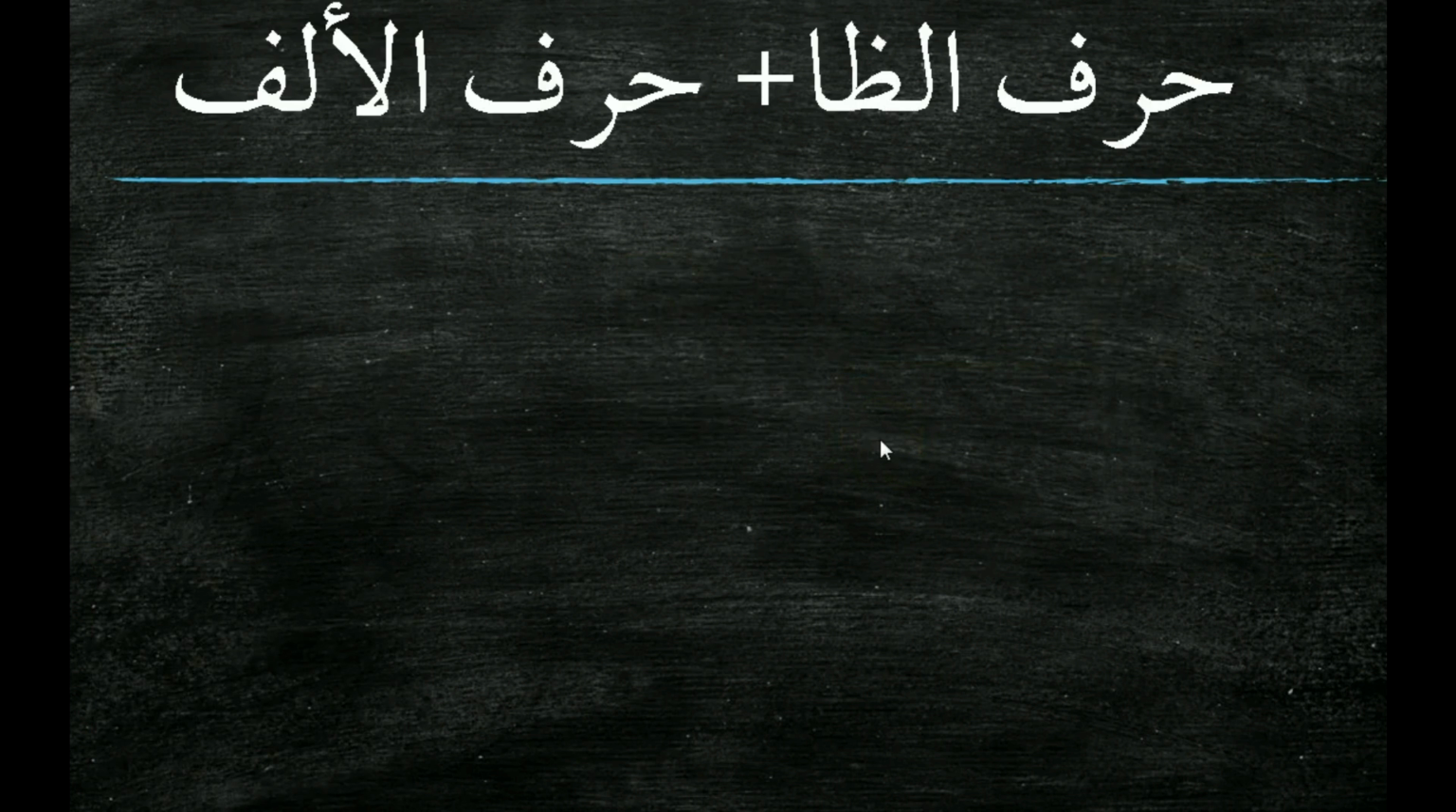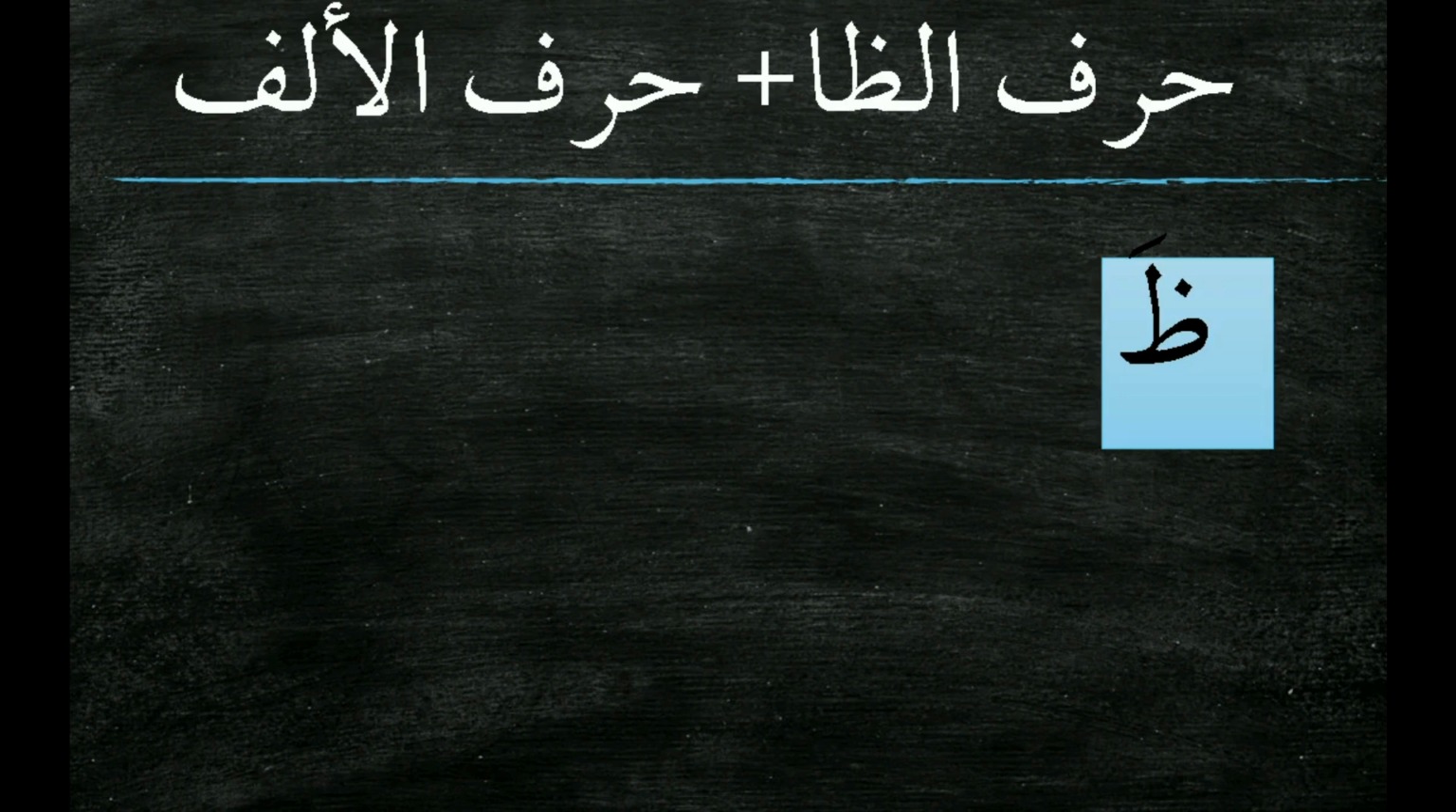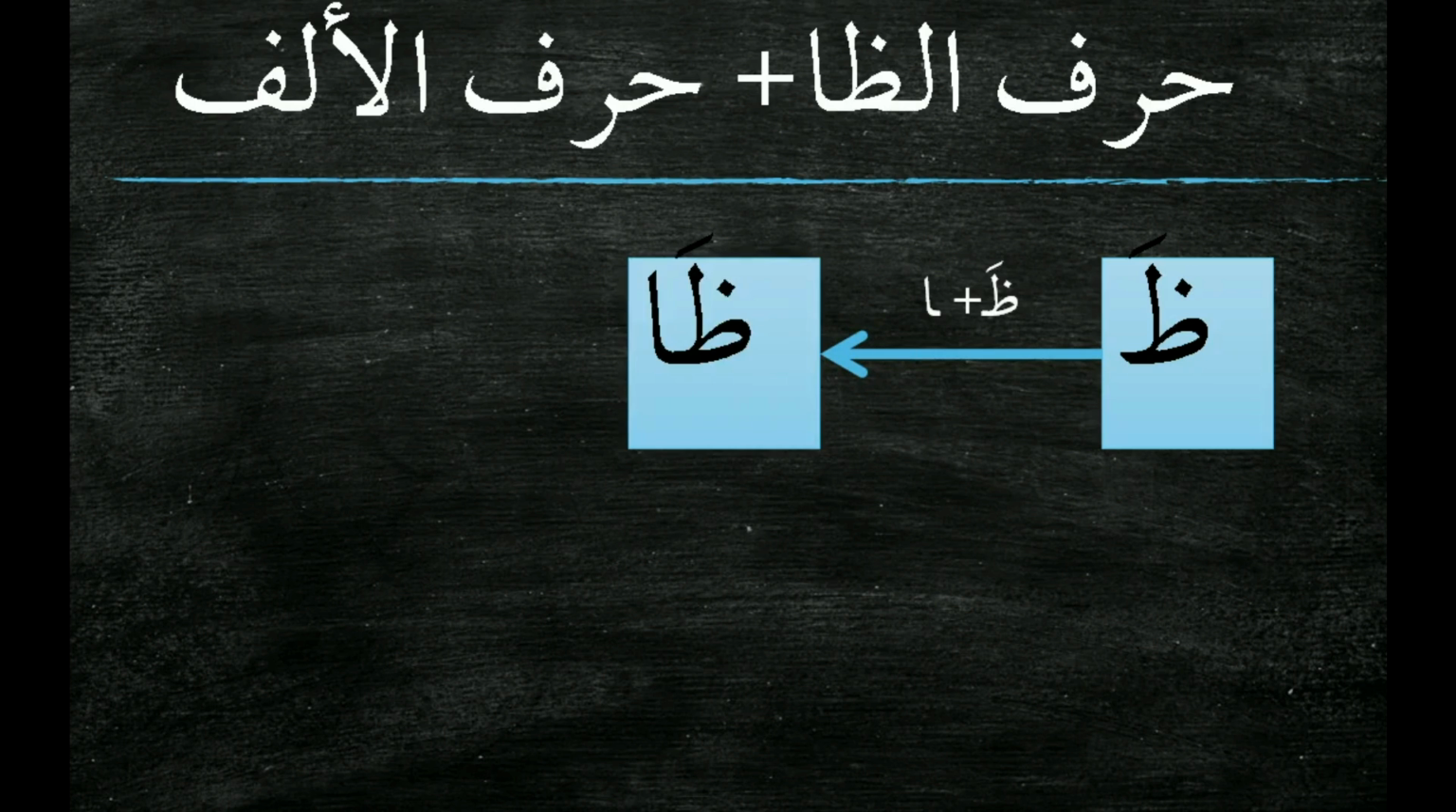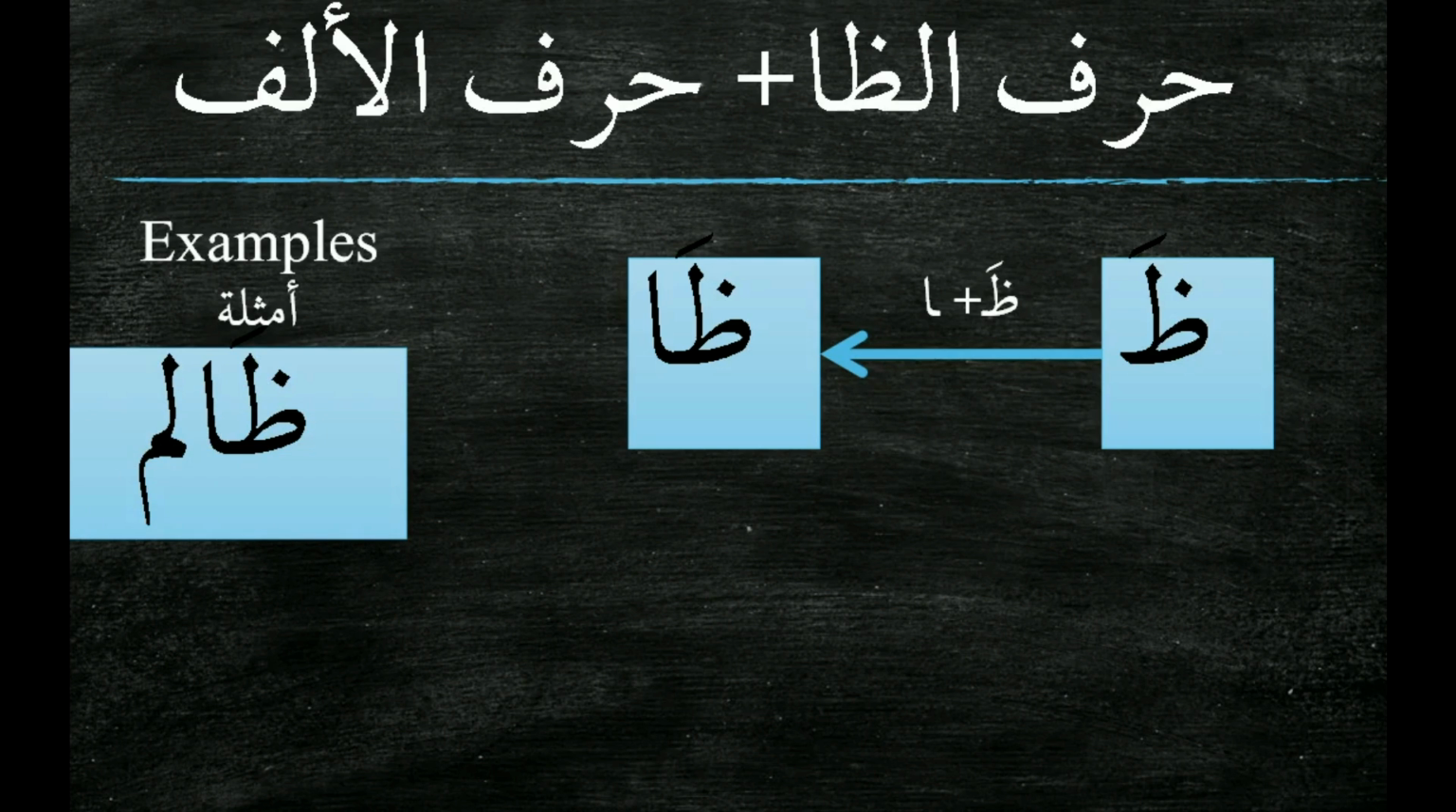Okay. حرف الظا. ظا. This is also one of the strongest letters in Arabic because it has an elevation in the deepest part of the tongue. When it's added to an alif, it becomes dha. You don't say it the wrong way, you say dha. And here the examples: ظالم.